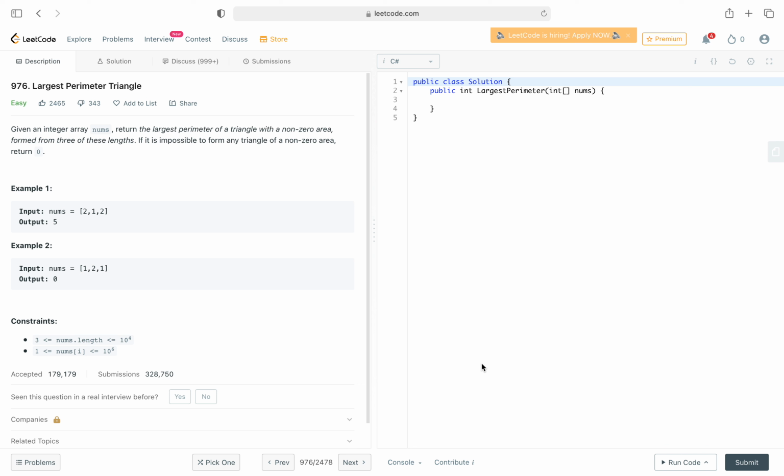Largest perimeter triangle. Given an integer array nums, return the largest perimeter of a triangle with non-zero area formed from three of these lengths. And if it is not possible to form any triangle of non-zero area, return 0.